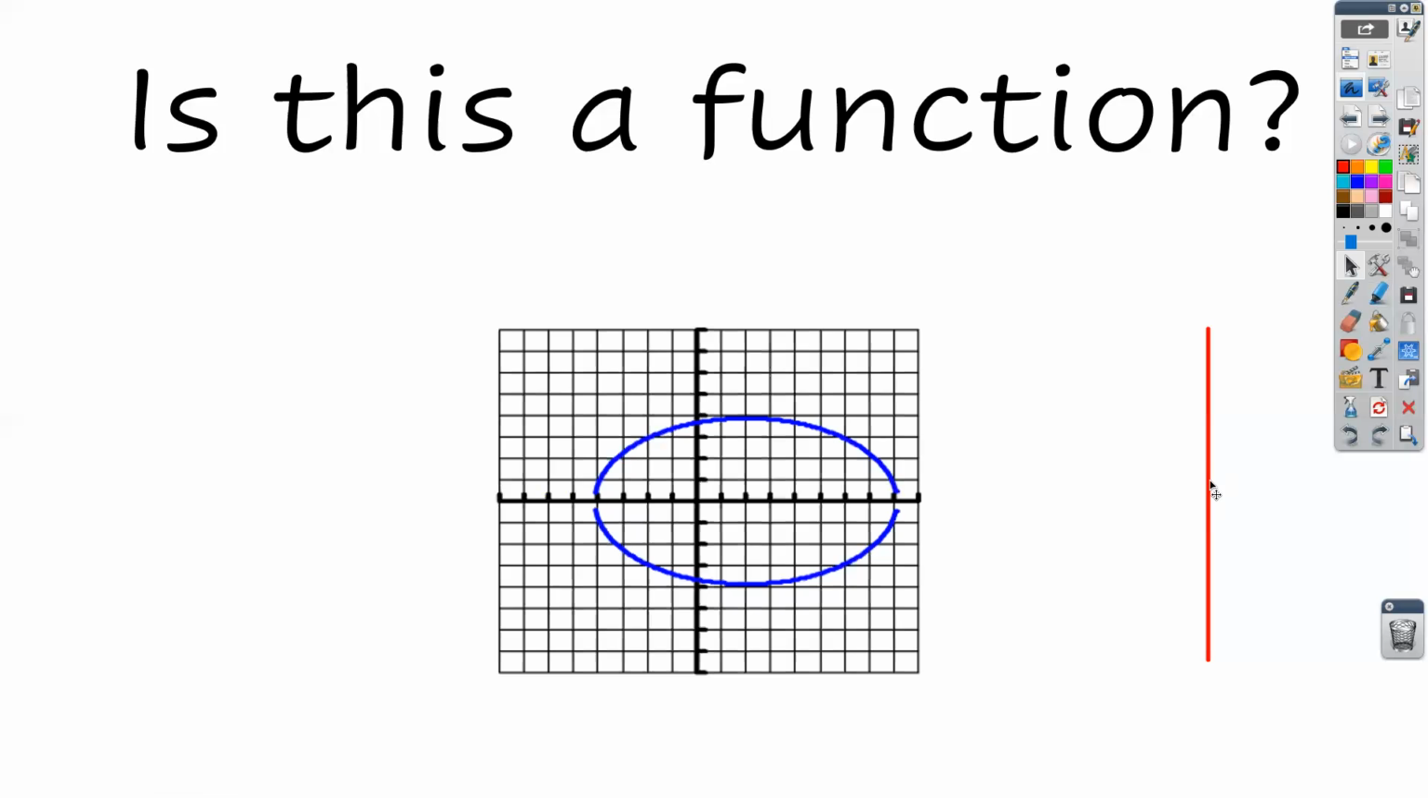All right, vertical line test, let's test it out. Again, not a function because if I put my line right there, I see it's crossing the blue shape right here, and it's crossing it down there, so therefore, not a function.